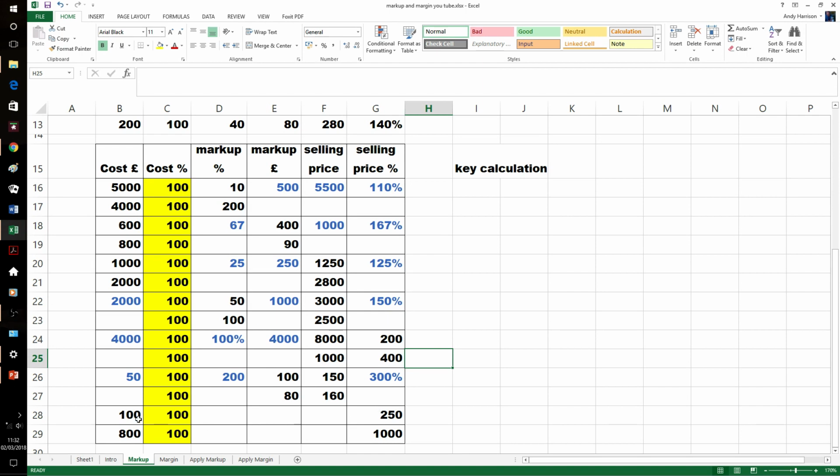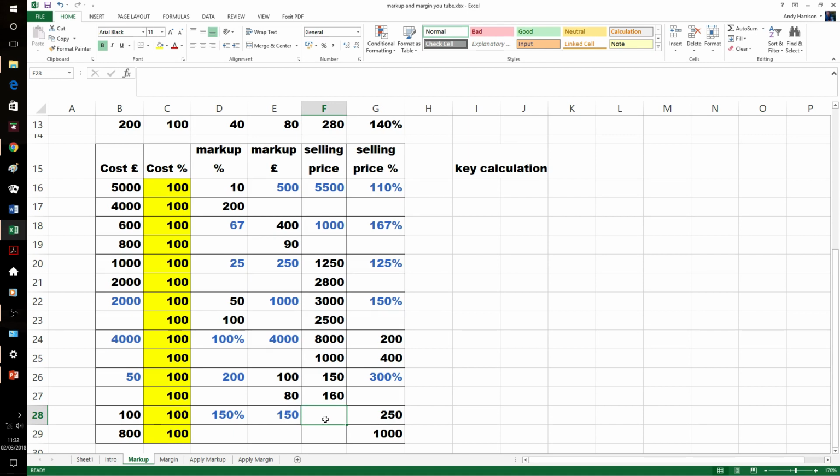So now we've got cost with a pound sign and a selling price as a percentage. So that means that's 100%, that's 250%. The markup percentage is 150%. This all relates to the cost, so the markup equals the cost divided by 100 times 150 will give us £150 markup.